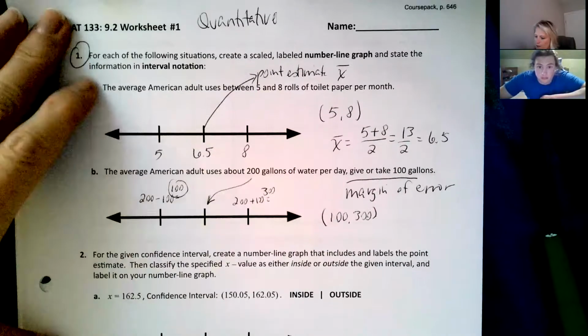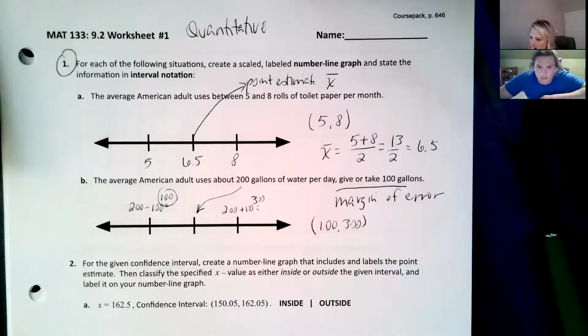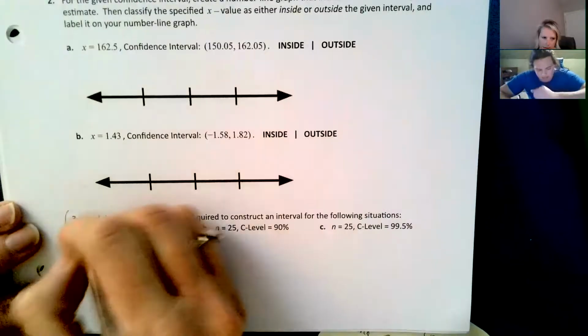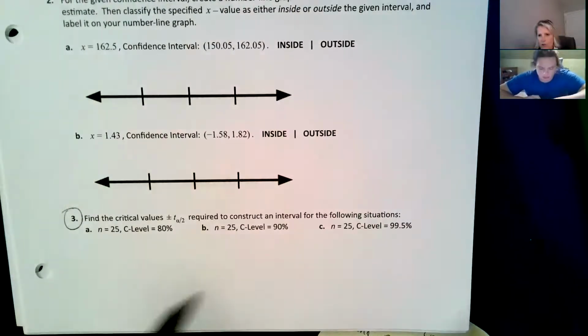Okay, so that was page 646, question number 1. We're working at 9.2 with our quantitative data. I'd like to look at number 3 at the bottom, because this is now introducing a new distribution. So we have been using in 9.1 and up until now the normal distribution, and that was working just fine.